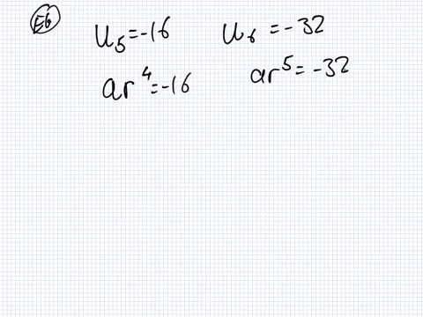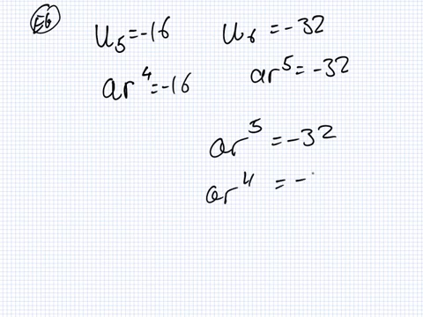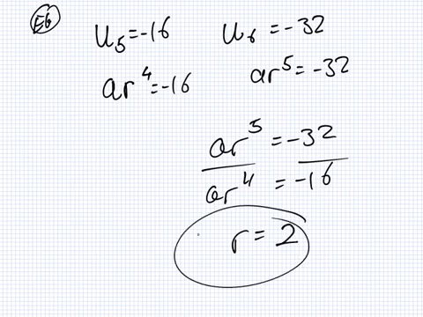Now, does anybody have a good idea on how to solve these together? Yeah, but how? What method? Substitution would work fine, but dividing works very nicely here. A R to the power 5 equals minus 32. A R to the power 4 equals minus 16. And you are allowed to divide these equations, which is very, very useful, because what happens to the A's? Cancel. And what am I left with here? R equals 2.